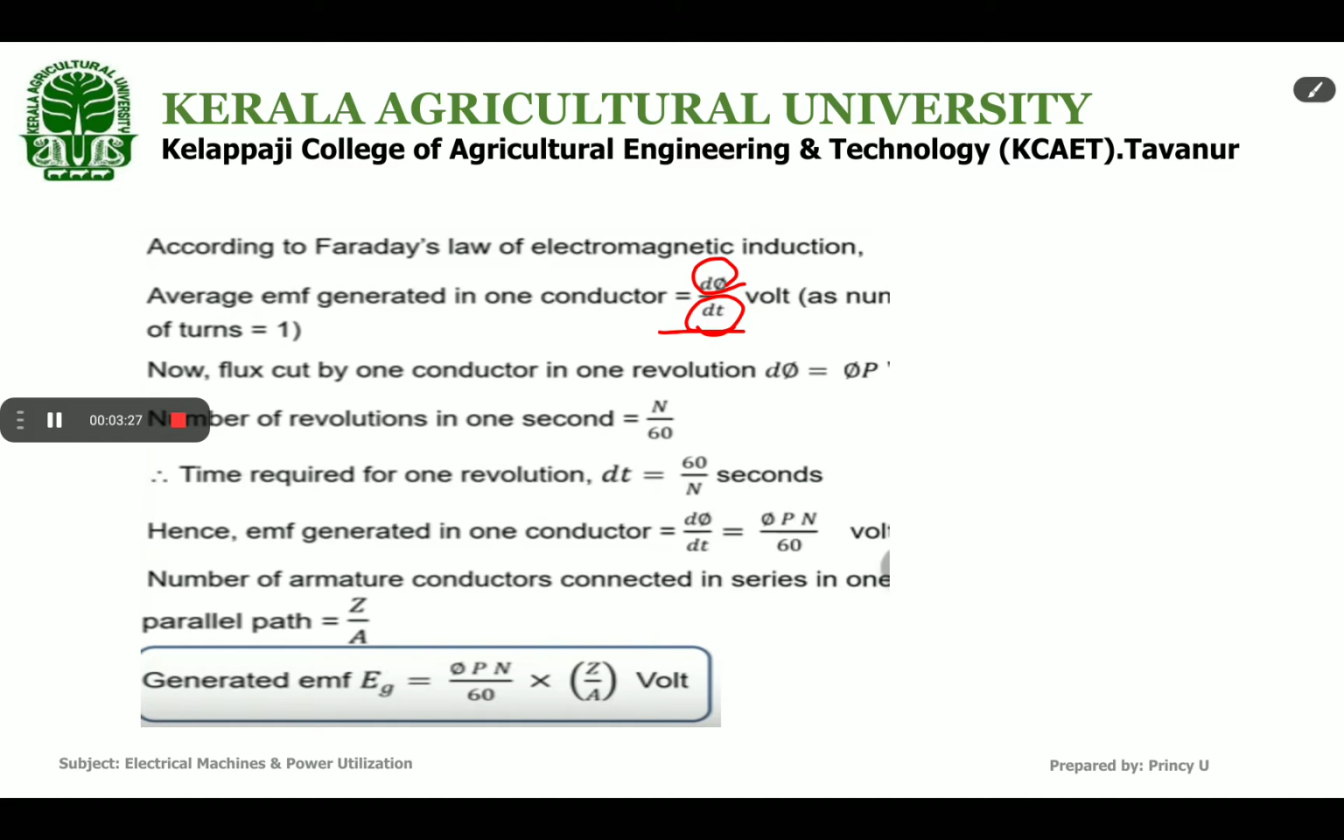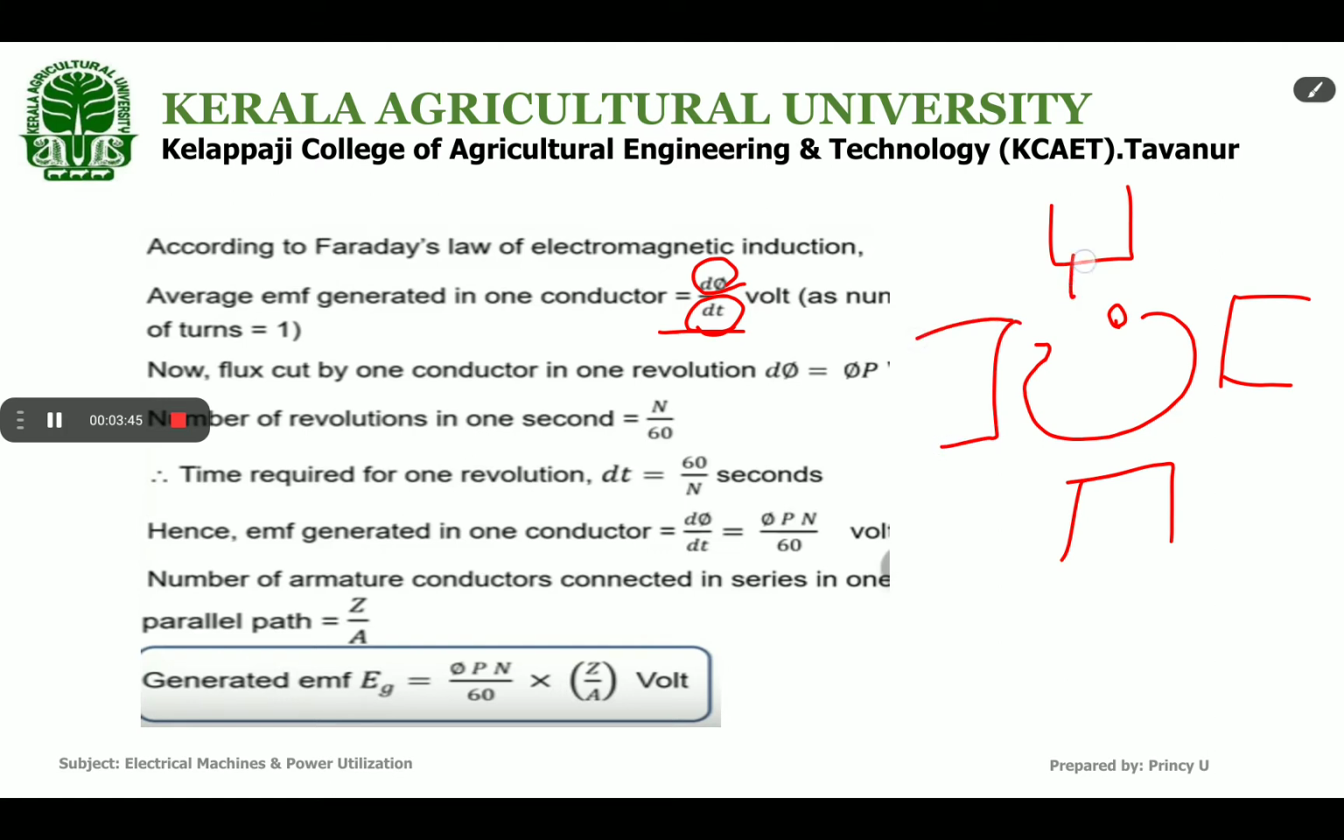Let us assume one conductor which is going to rotate. That conductor is placed in an armature which rotates 360 degrees, that is one revolution. If there are 4 poles, that conductor will cut the magnetic flux lines of 4 poles in the path of one revolution. So d phi is equal to phi P, the flux times the number of poles. And then the number of revolutions in 1 second.